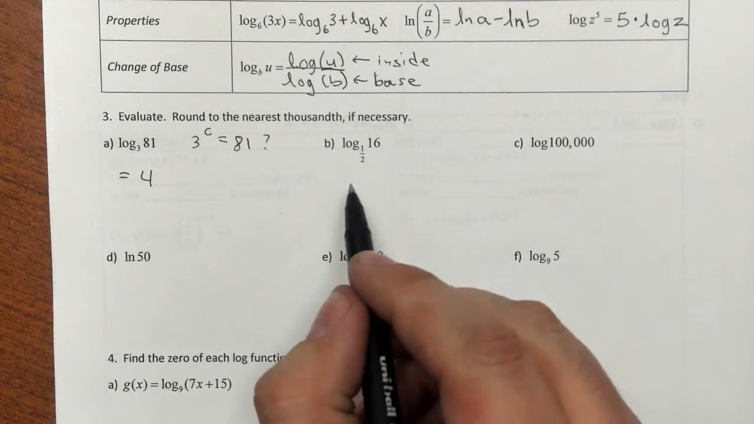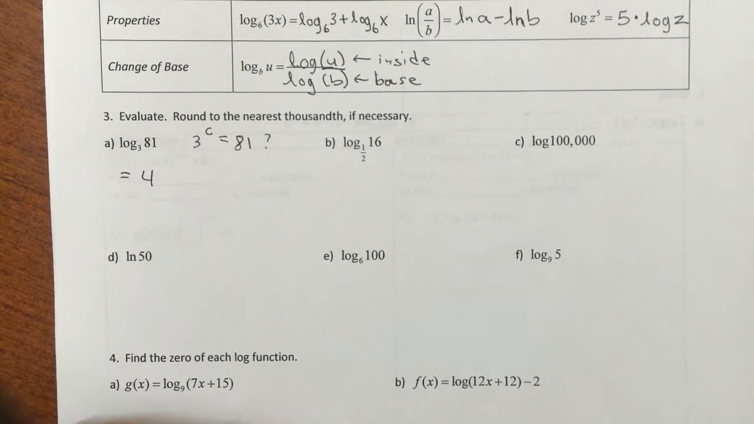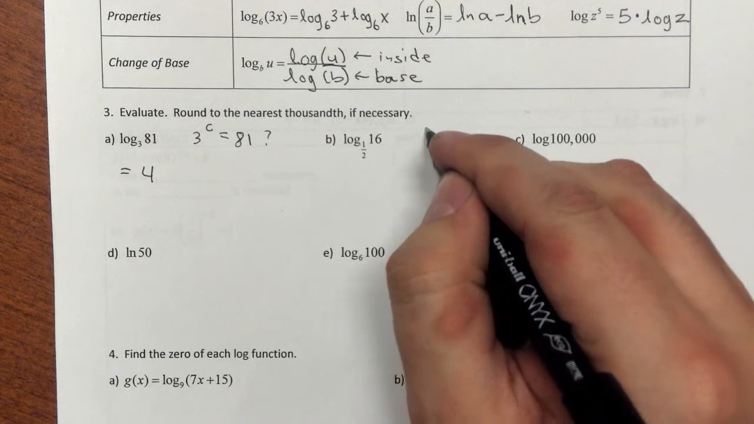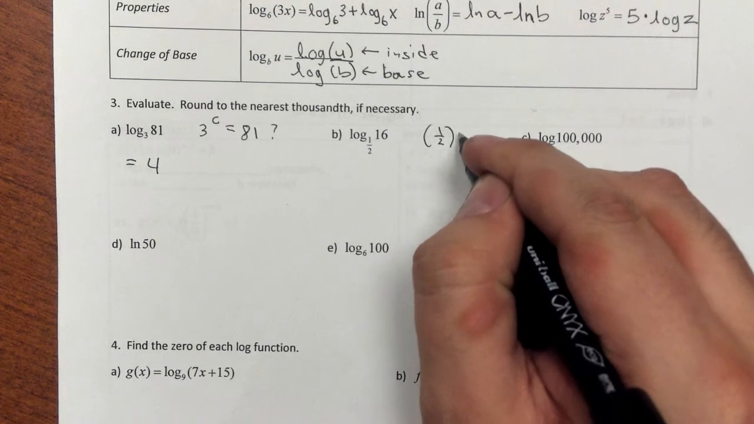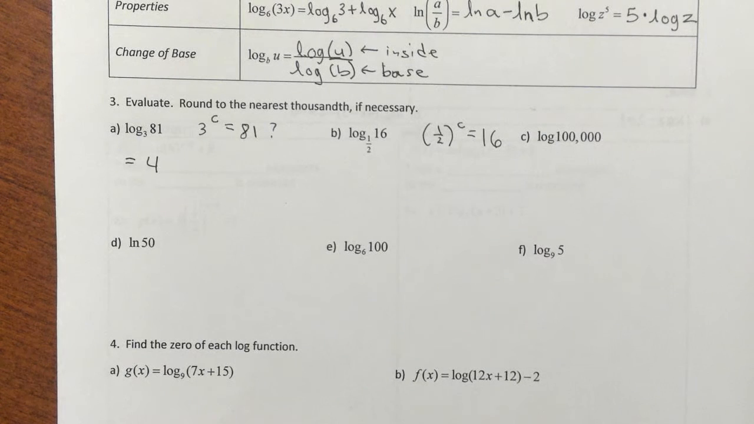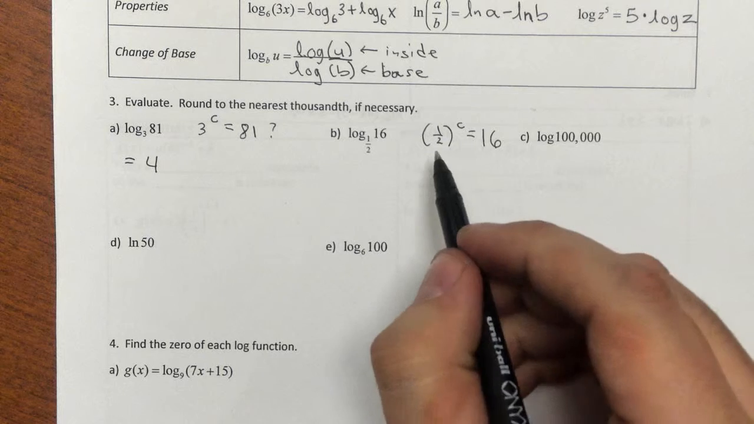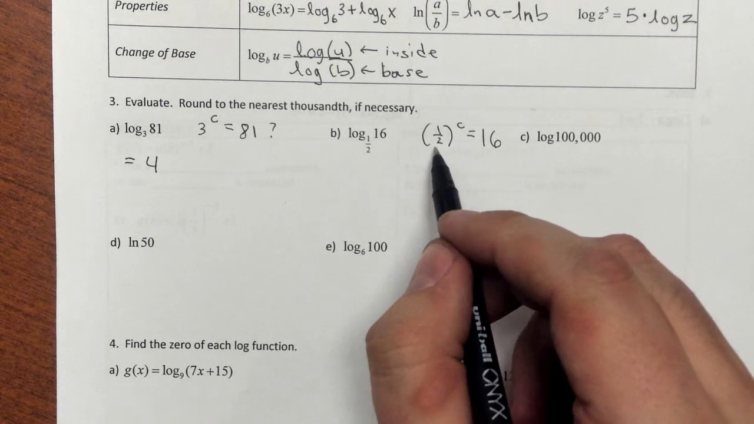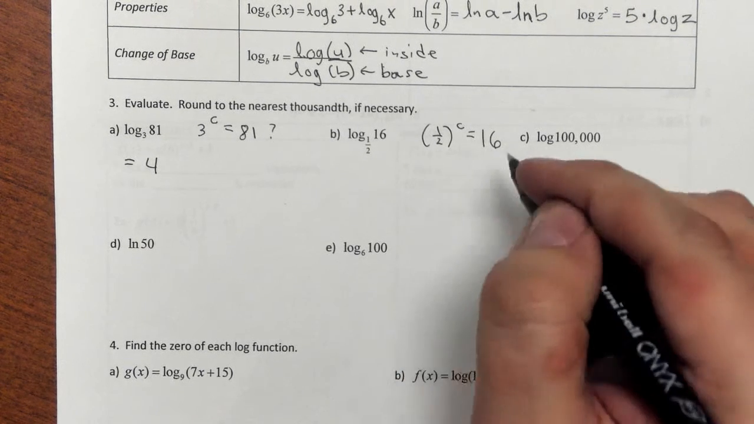So I can do that for several of these. If I have here the log base 1/2 of 16, that one's a little bit more challenging. But again, what power of 1/2 gives me 16? Well, I need to understand, of course, that 1/2 is the reciprocal of 2. So if I took its reciprocal and then raised it to the fourth, 16 is 2 to the fourth.